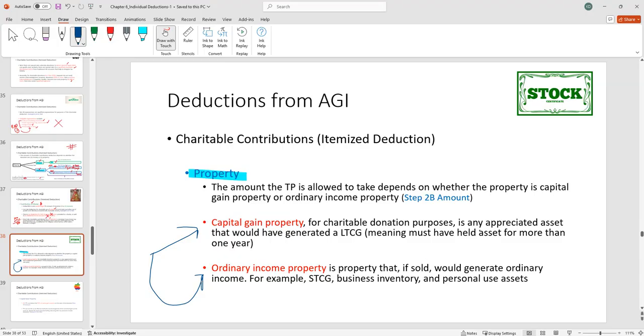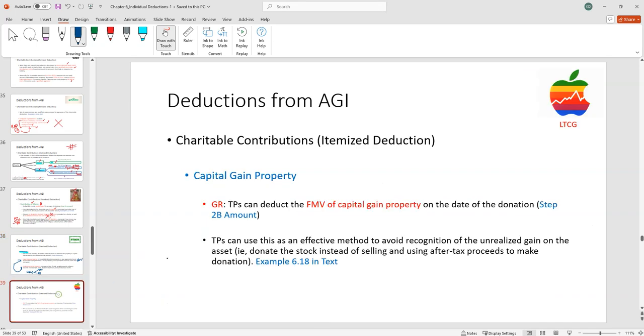If it's capital gain property, the general rule in that case is going to be fair market value, whatever it's worth on the date of donation, that will be the amount. If it's ordinary income property, it's going to be the lesser of the fair market value or the adjusted basis. Okay, so here's capital gain property. General rule is fair market value. Let's look at some examples here just to give this some numbers, okay?